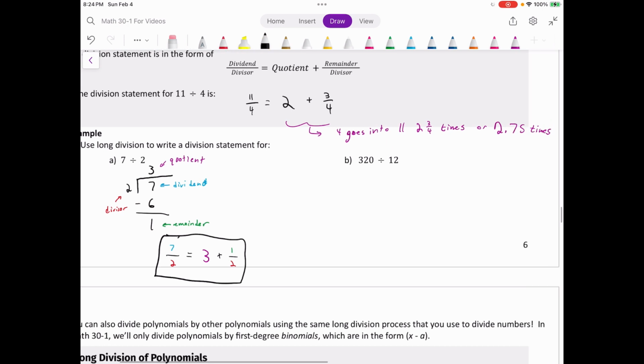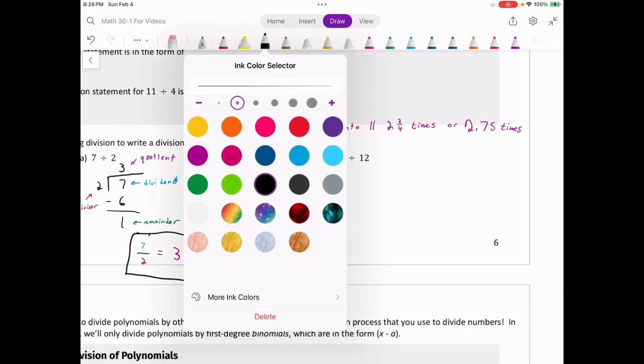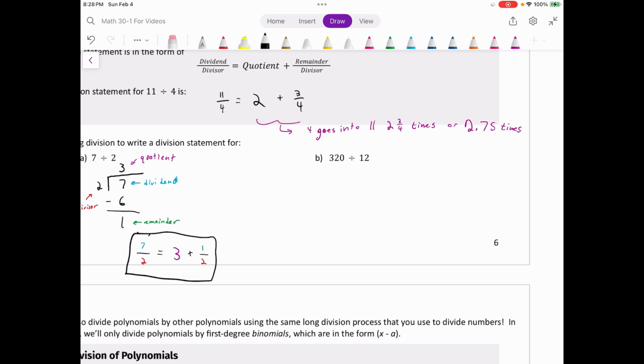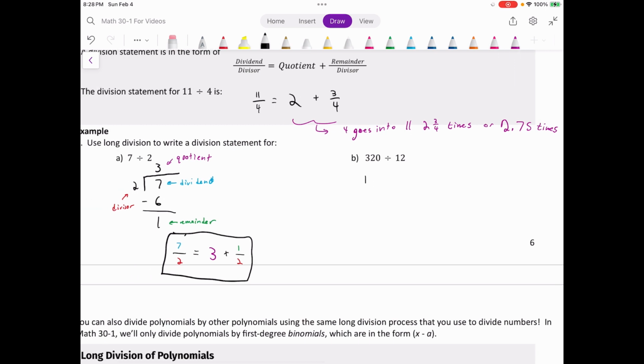Let's try this one. So now we're dividing 320 by 12, right? So let's set it up. Again, nice little trip down memory lane here. Been a while since we did this, right? Whoops, I didn't really give myself any room there to write in the quotient. 12 into 320. Okay, let's remind ourselves of how this works.